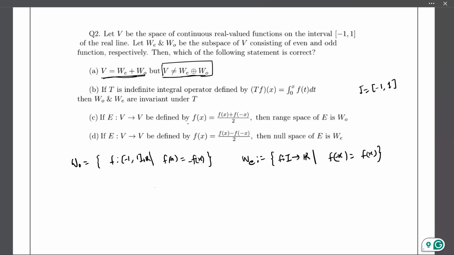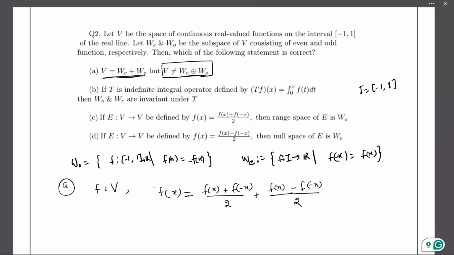Could you please show how this is not trivial? Let me explain the first option, why it is correct. First of all, any vector v inside capital V is a function f. Let f belong to V. Then write f of x as f of x plus f of minus x by 2 plus f of x minus f of minus x by 2.